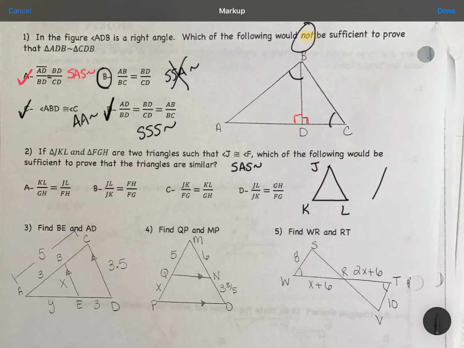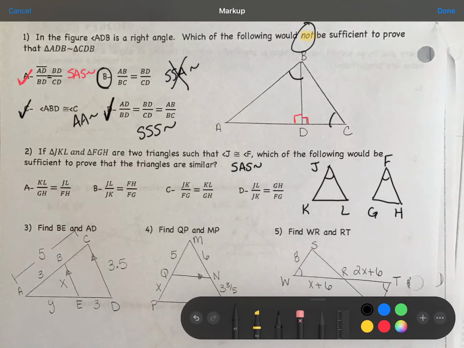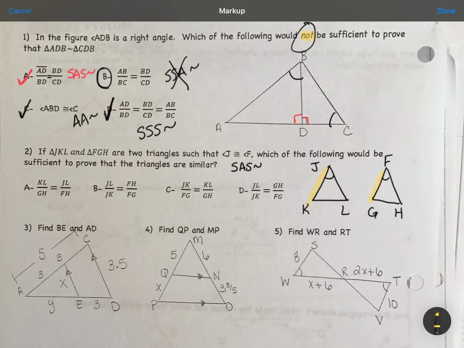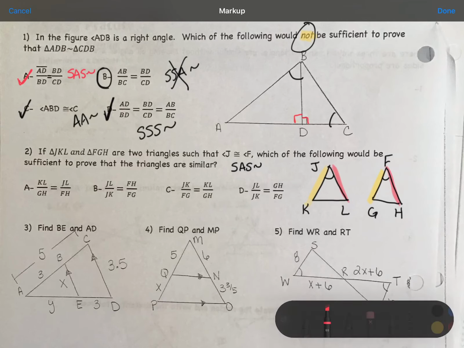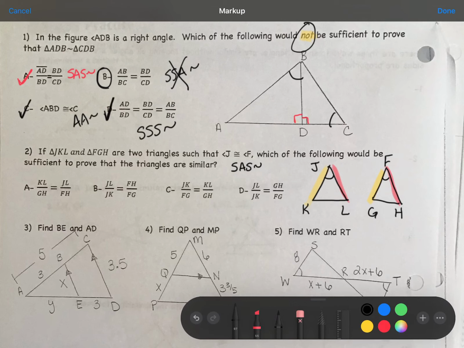So JKL, FGH, and I wrote them in the same order because I want my angles to be lined up. So we know that angle J is congruent to angle F. In order to be side, angle, side, I would need to know something about JK and FG corresponding and JL and FH. So if I look at my answer choices, I'm looking for the one that has a proportion that includes JK, JL, FG, and FH.